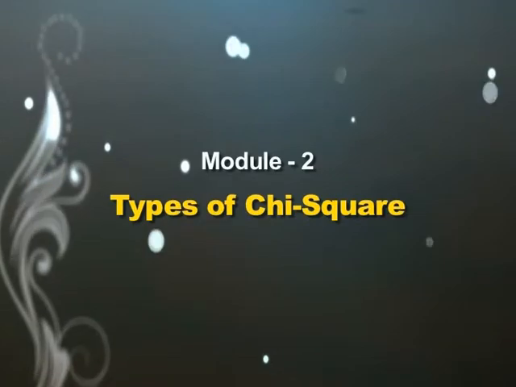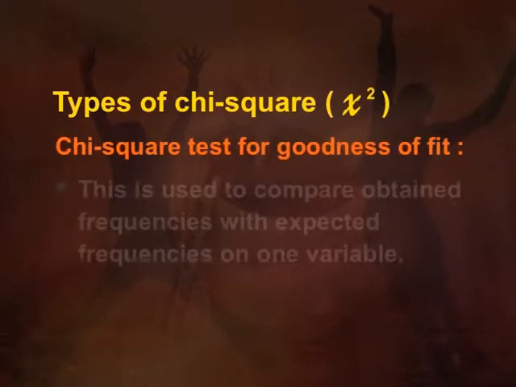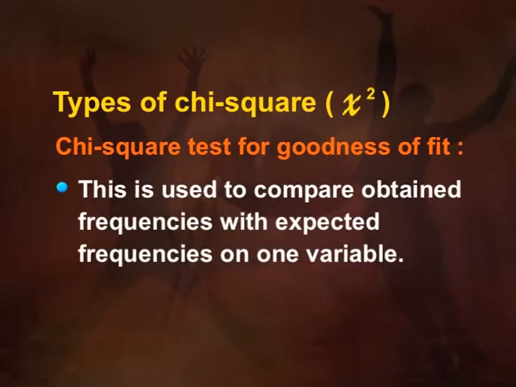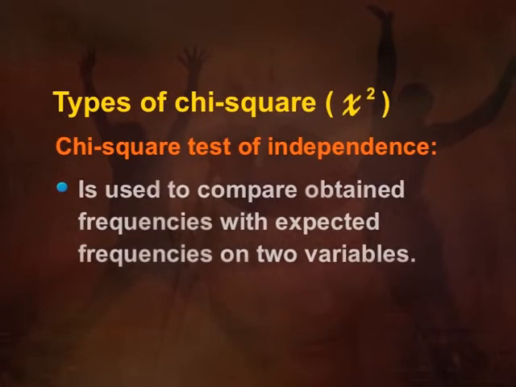Chi-square is a non-parametric test of significance that is used to compare frequency counts on categorical variables. Types of chi-square. Chi-square test for goodness of fit. This is used to compare obtained frequencies with expected frequencies on one variable. Chi-square test of independence is used to compare obtained frequencies with expected frequencies on two variables.